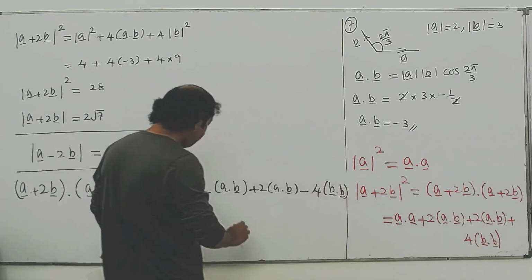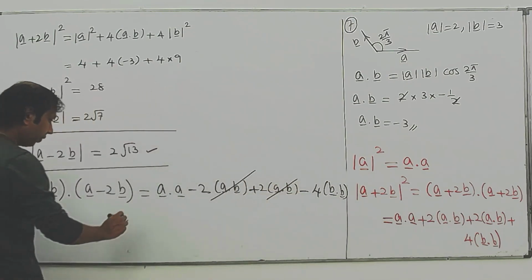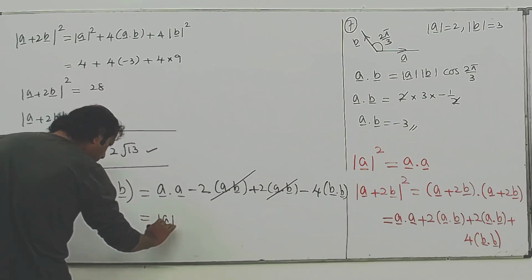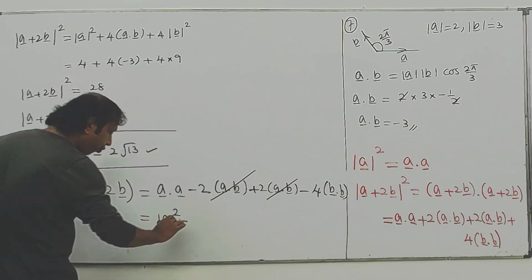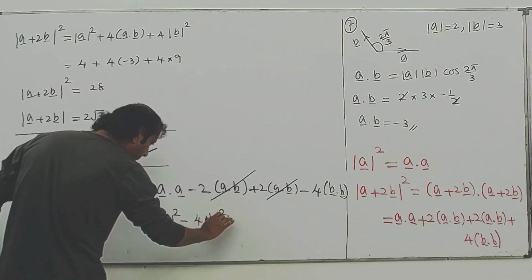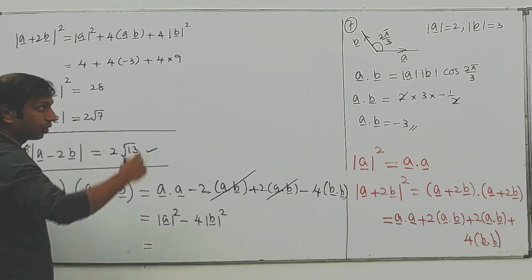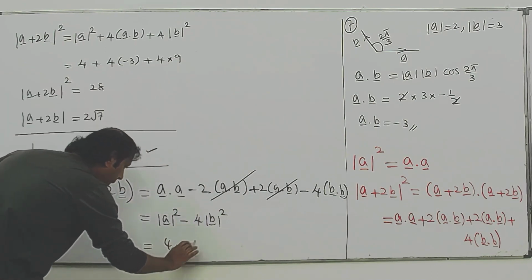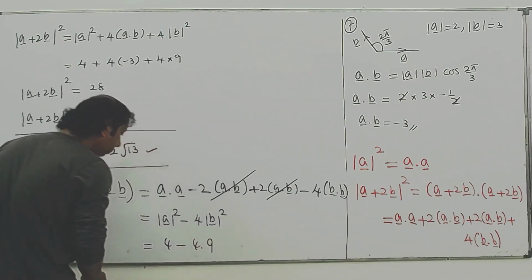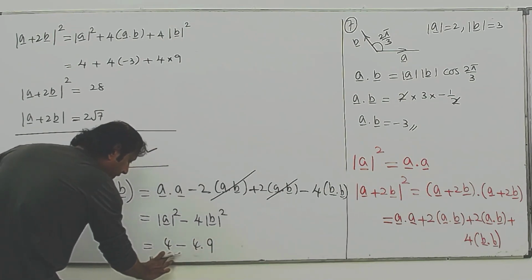Okay. Here, people, these two you can cancel down. Then what do you get there? a dot a, mod a squared, 4, times b dot b, mod b squared. Right. Mod a squared, it's 2 squared, 4. 4 times mod b squared, it's 9, people. Here, minus 36 plus 4, it's minus 32.